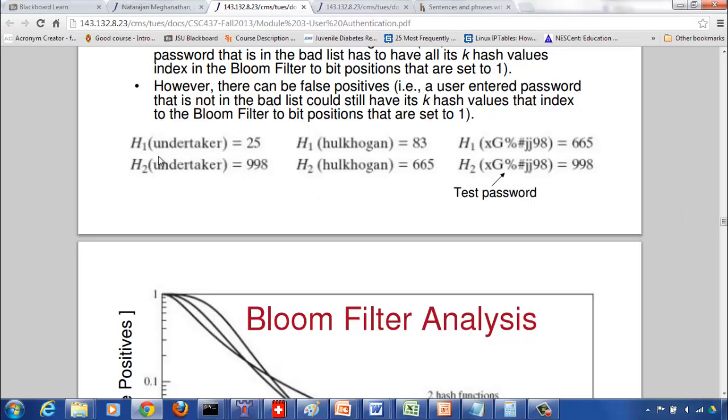The word undertaker, when run through the two hash functions, will lead to bit positions 25 and 998 set to 1. Similarly, this word would lead to its bit positions 83 and 665 set to 1. So now our test password would get hash values like this. But if you look at the Bloom filter, the corresponding bit positions would have been set to 1 because of these two words. So this word will be classified as an unacceptable password based on the Bloom filter contents. But that doesn't mean it is actually in the list, or need not be, right? As in this case, this test password is not one among these two words. So this is a case of false positive.